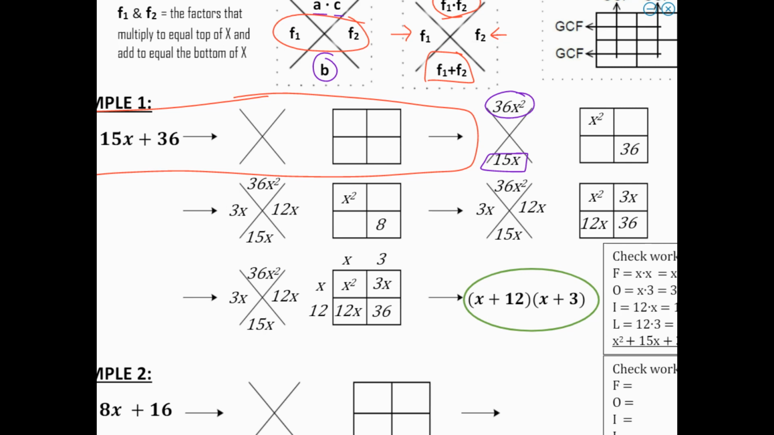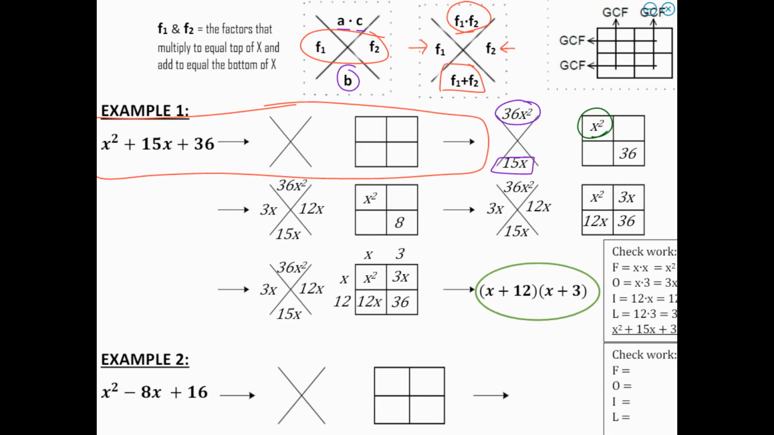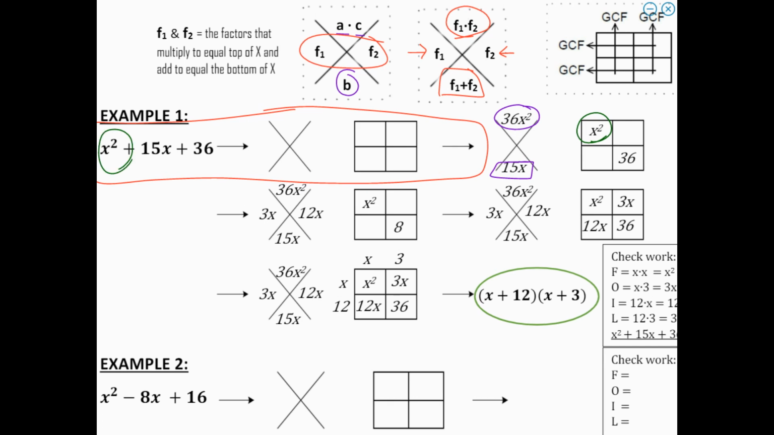Okay, so back on topic so we can get through this before class ends. Okay, so in my boxes here, where did this x squared come from? From the first term right here. And the 36 was from my last term. Okay, so that's all information that we know. So all of this didn't require really any thought process other than just knowing where to put the information we have.